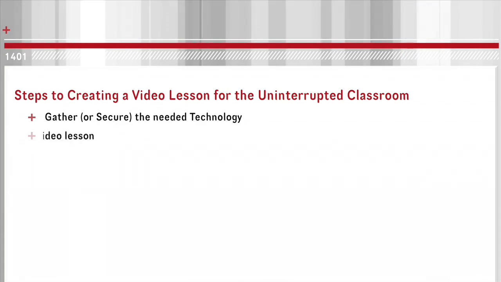Basically, an uninterrupted classroom is a classroom scenario in which you won't have to cancel class due to some unforeseen circumstances, such as bad weather. Of course, here in the Northeast, it snows, it rains, we have hurricanes, we have tornadoes, it's hot, it's cold. You never know when classes may be canceled. But with an uninterrupted classroom, you'll use video lessons online to ensure that your students will still get the information that they need. The steps for creating a video lesson for the uninterrupted classroom are simple.